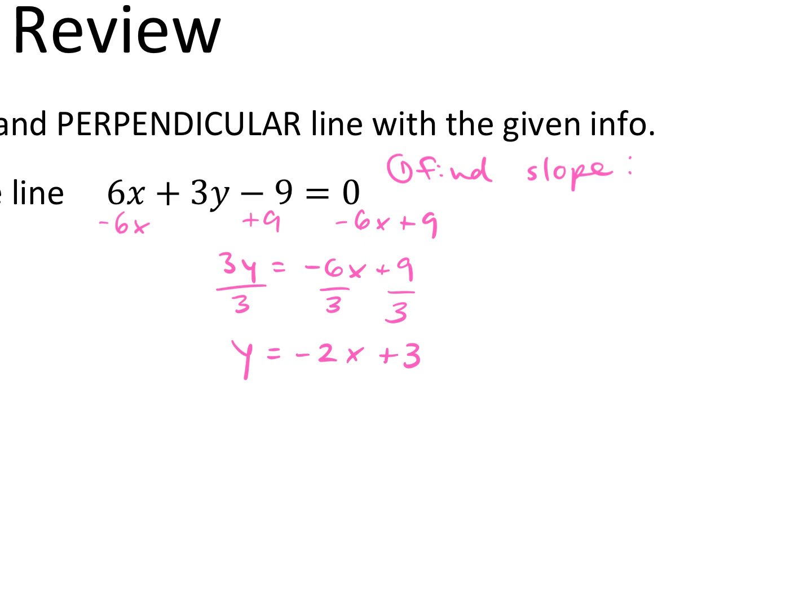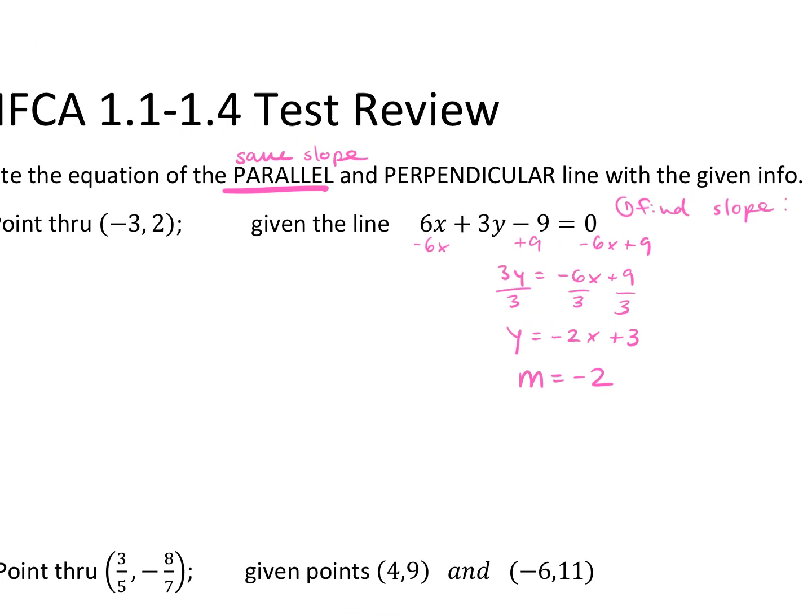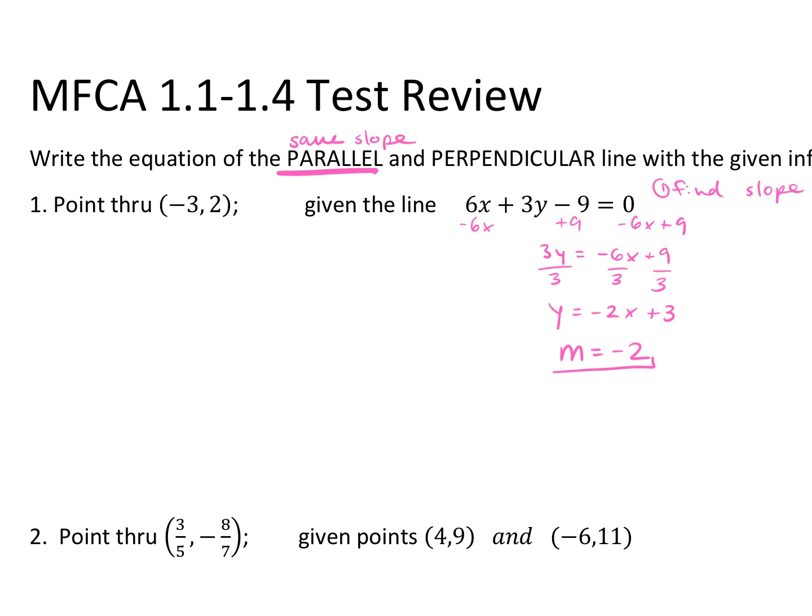What's our slope here? Negative 2. So if our line is parallel, first we're going to find the parallel line. What does that tell us about the slope? Same slope. So we're going to use the same slope. We don't have to change it. So we're going to use this slope and this point.